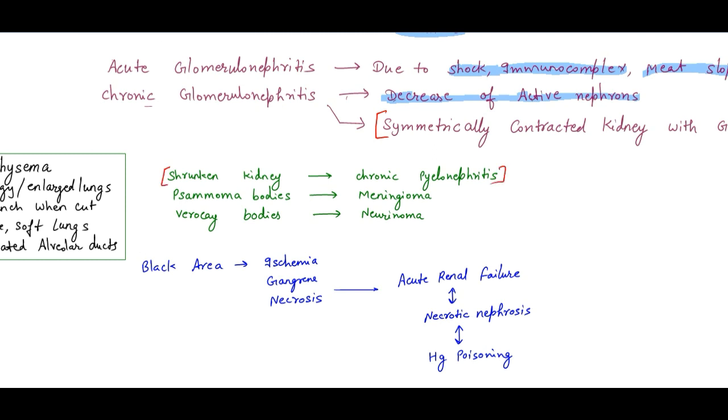Psammoma bodies are seen in meningioma. Verocay bodies are seen in neurinoma. Verocay bodies are seen in neurinoma. Psammoma bodies are seen in meningioma.